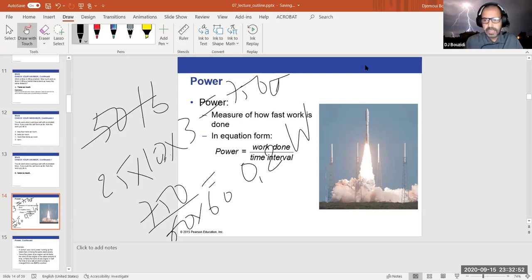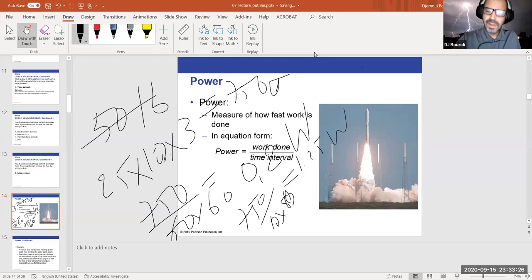Whereas Kyle does the same thing in 10 minutes. So it's 750 divided by 10 minutes times 60, because there are 60 seconds in a minute. The power Kyle delivers is still small, but a lot bigger than mine. 750 divided by 600 is 1.25 watts. There is definitely more power in the second case than the first case. You guys understand the math behind it?